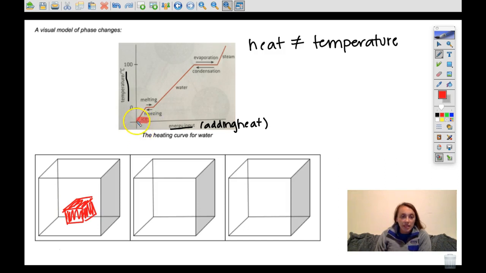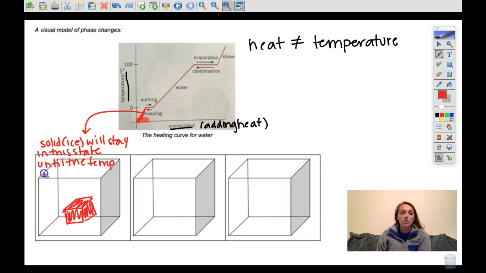And what this line in particular is telling me is that the solid, in this case the ice, because we're talking about water, will stay in this state until the temperature reaches 0 degrees Celsius.